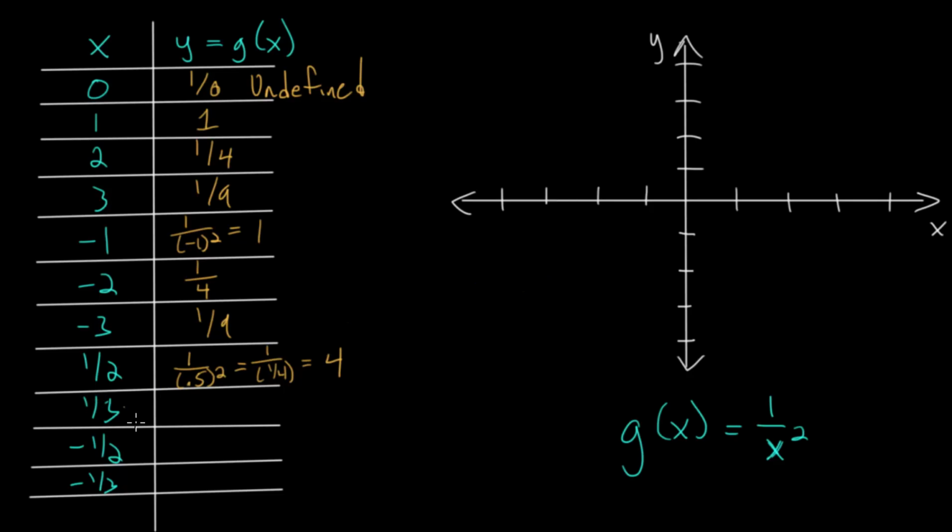If we plug in 1/3 and square that, we'll get 1 over 1/9, and we're dividing by 1/9, and that goes into 1 9 times. And when we plug in -1/2, what will happen is that the negative will multiply by itself and become a positive number. So this will be the exact same value as when we put in 1/2. Since we get 1 over 1/4, which is just 4. And -1/3 and 1/3 will also have the same y value. So this will also be 9.